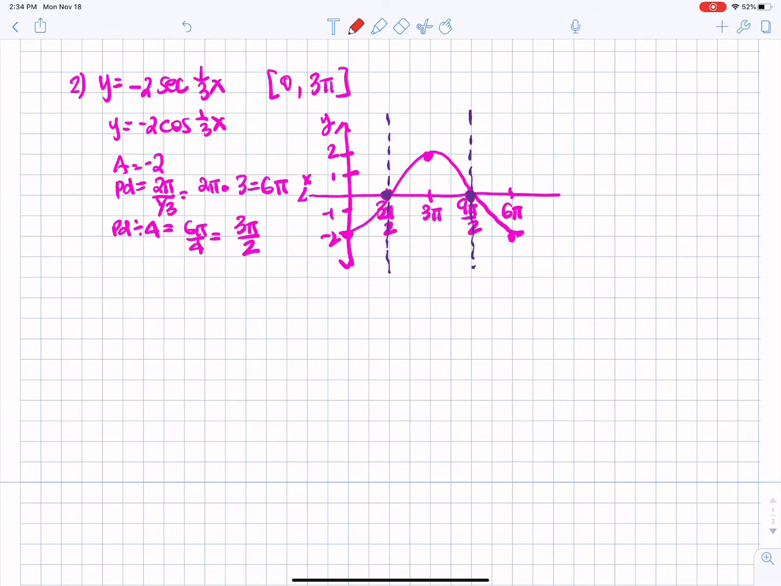Okay, so before the first asymptote, you have this, it goes up. So when you do the reciprocal, it's going to go down. And then in between the two asymptotes is your parabola. But I'm going to stop here. Why? Because of your domain. We're going to stop at 3 pi. So in between, it'll be a full parabola. But because we're graphing up to 3 pi, it's just only half of that parabola. So the final answer is the one in red.